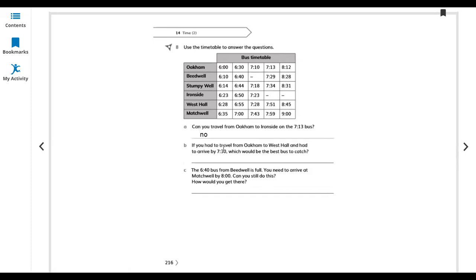If you had to travel from Oham to West Hall and had to arrive by 7:30, which would be the best bus to catch? 7:30 at West Hall. This is the best option. So 7:10, right here, 7:10 from Oham.